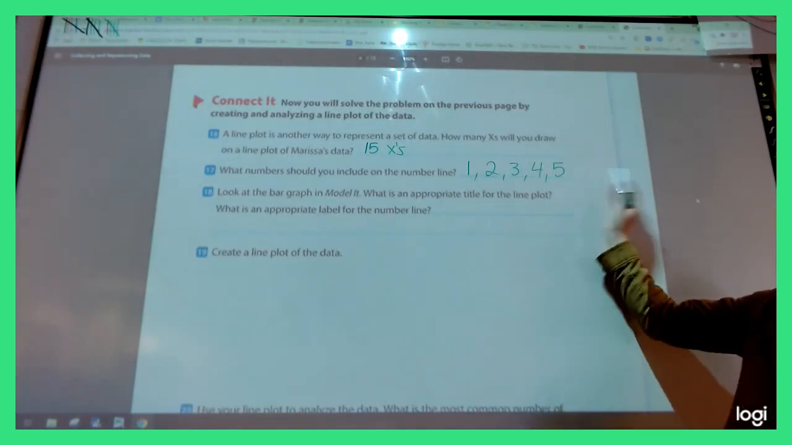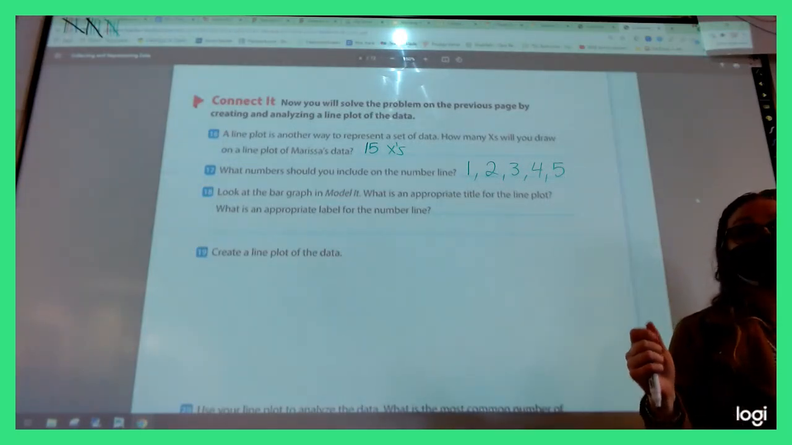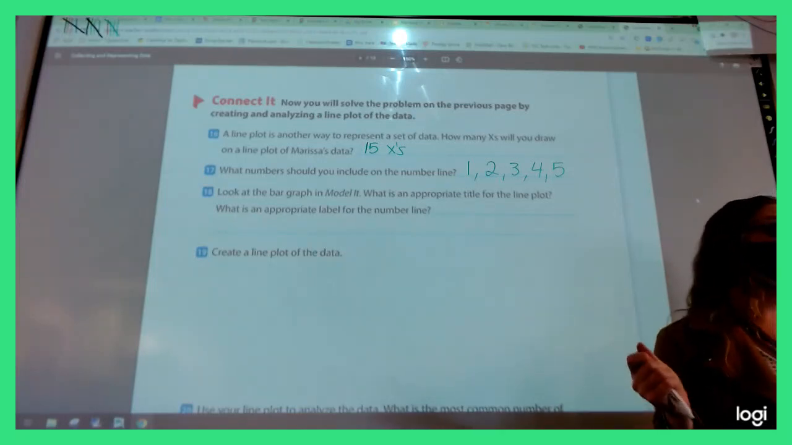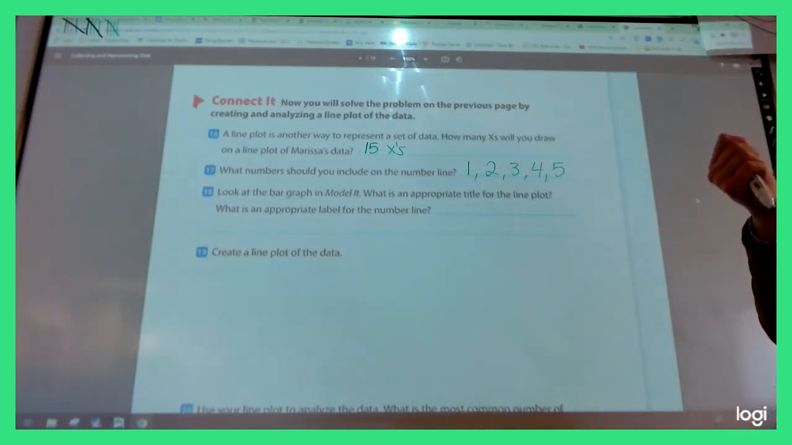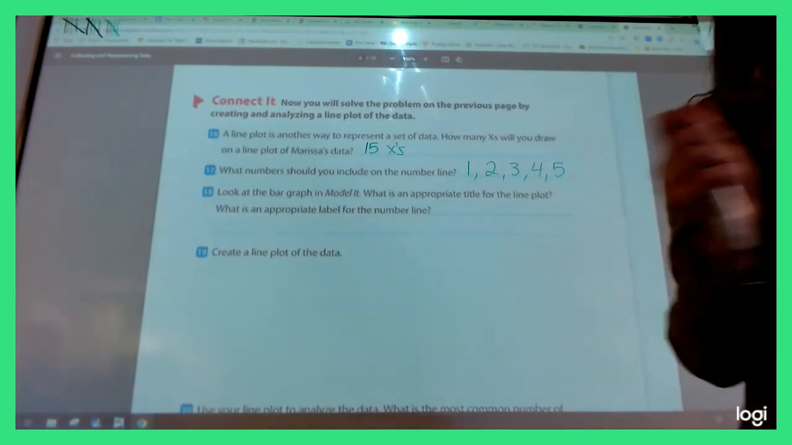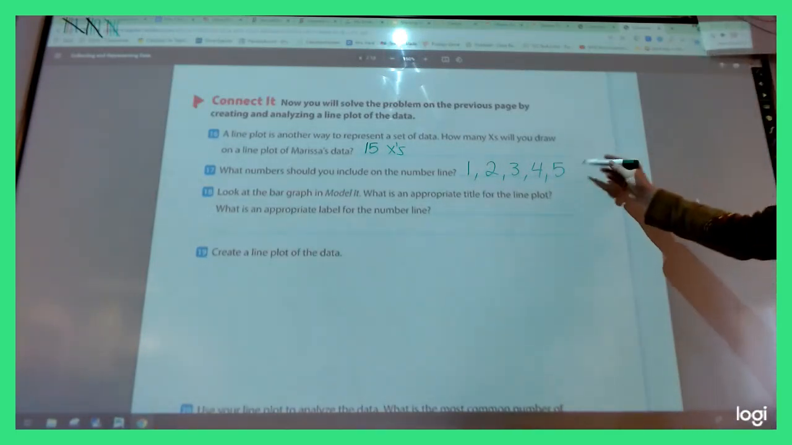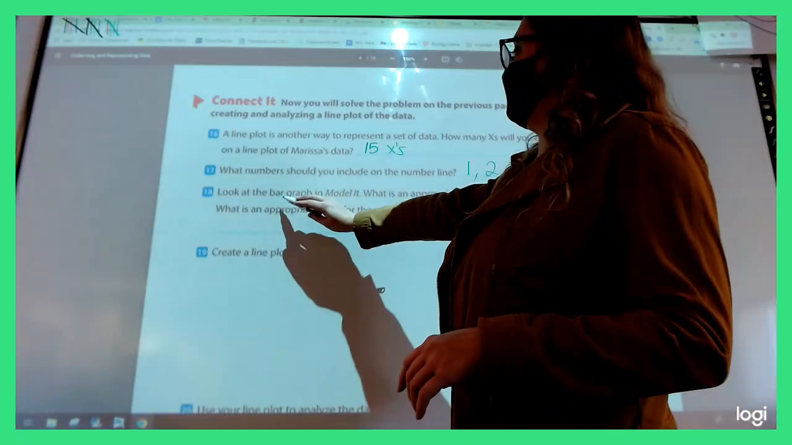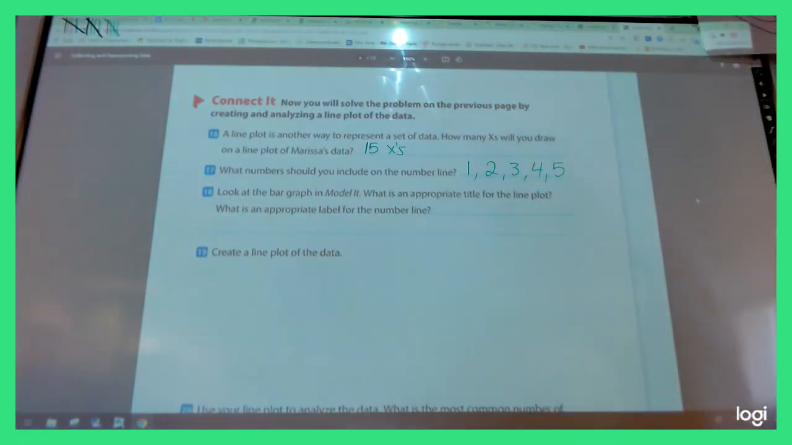Why don't we need to go bigger than 5? Hayden? Because there wasn't anything bigger than 5. There wasn't. If she had found a TV show that had 6 commercial breaks, which would be, whoa, we would have to add a 6. Okay, but she didn't. Okay, last, on 18, look at the bar graph. On Model It, what is an appropriate title for the line plot?